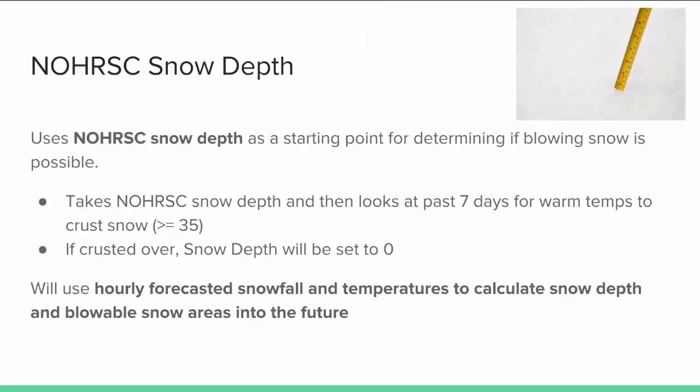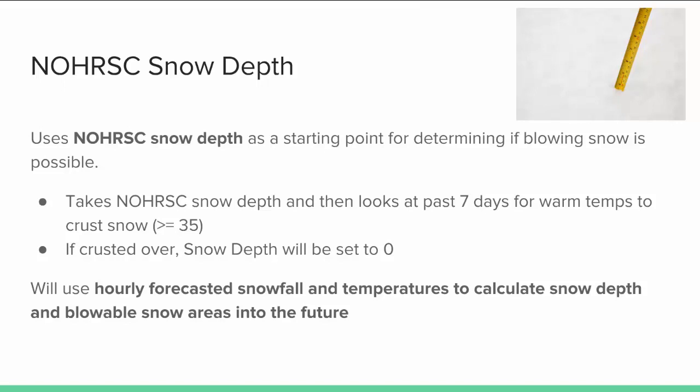The blowing snow output also factors in the amount of blowable snow that is present on the ground. To do this, the no-risk snow depth is used as a starting point. Internally, Forecast Builder will look back at the past 7 days of temperatures to see if they were warm enough to crust over the snow.